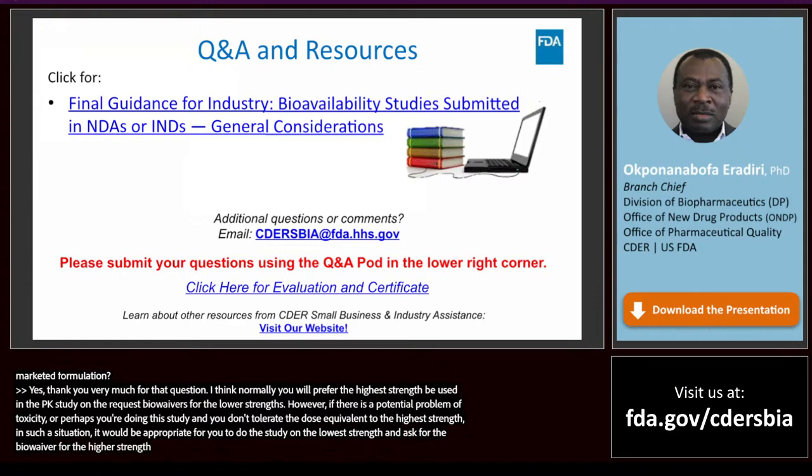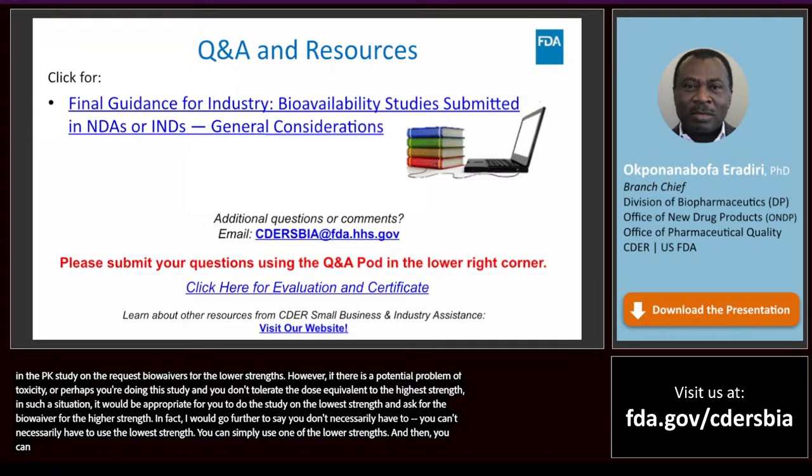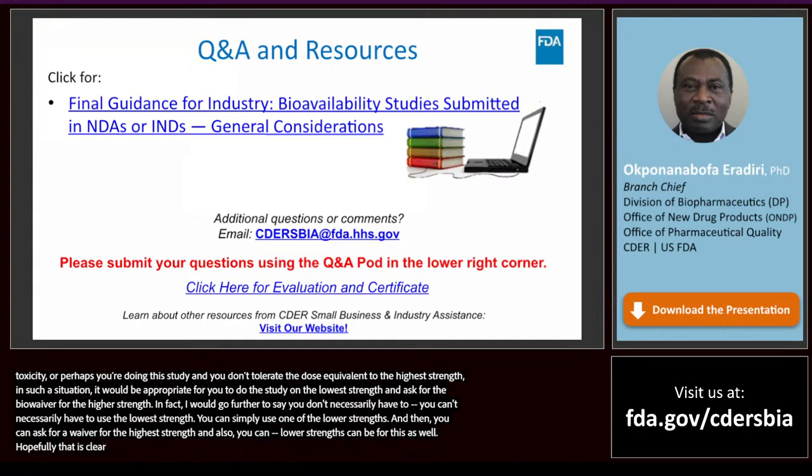In fact, I would even go further to say that you don't necessarily have to use the lowest strength per se. You can simply use one of the lower strengths, and then you can ask for a waiver for the higher strength, and also, if there are other lower strengths, you can ask for a waiver for those as well. Hopefully that is clear. Thank you.